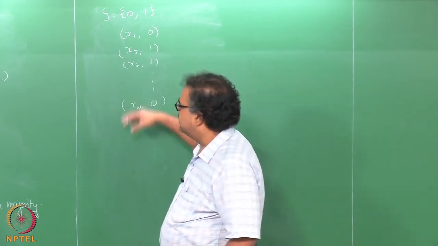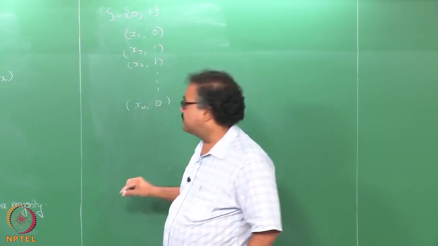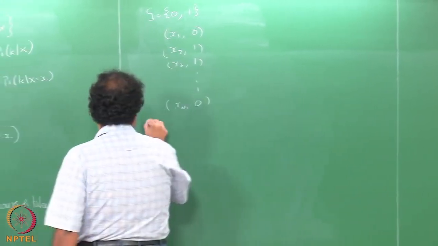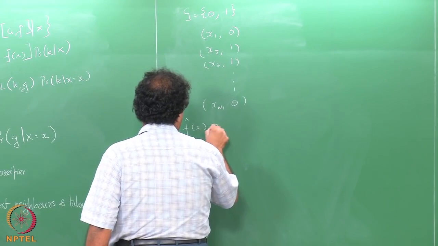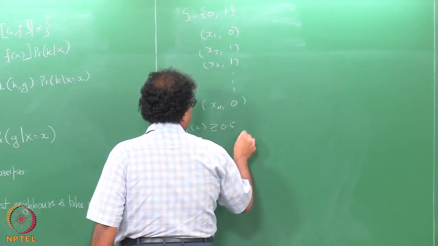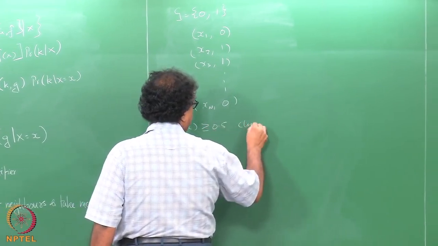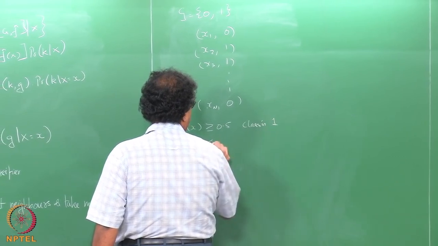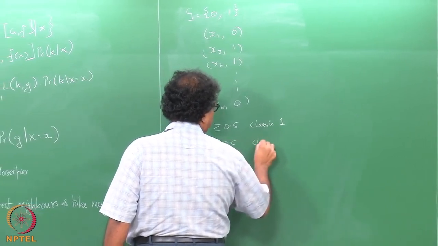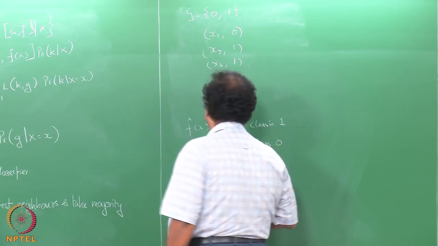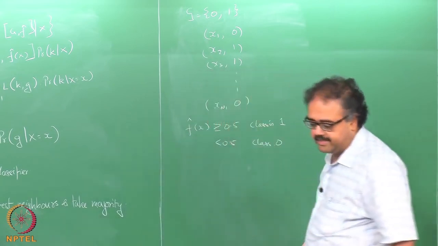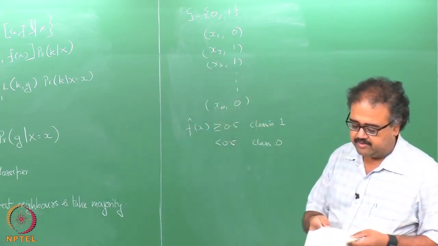And so, the output that you learn here, your f hat of x, in this case if it is greater than or equal to 0.5, then you say the class is 1. If it is less than 0.5, you say the class is 0, right. So, you can use linear regression to solve this as well, right.